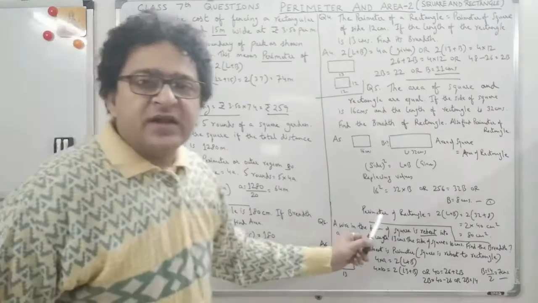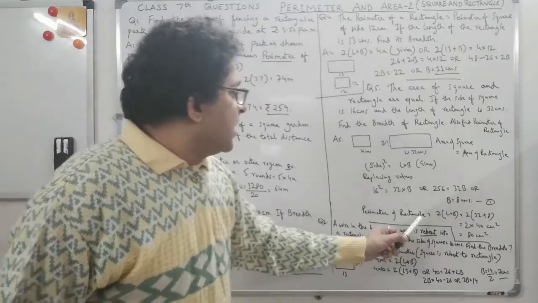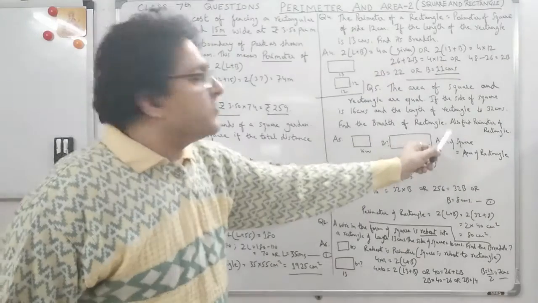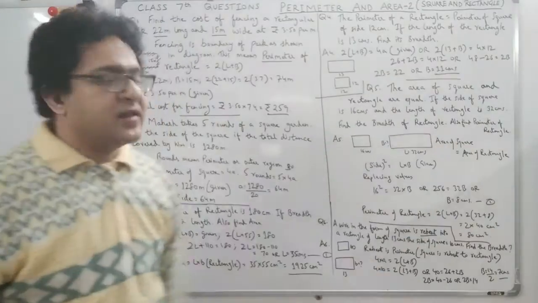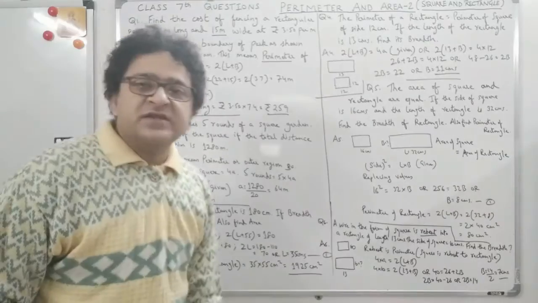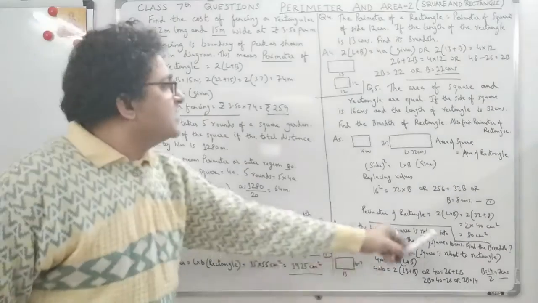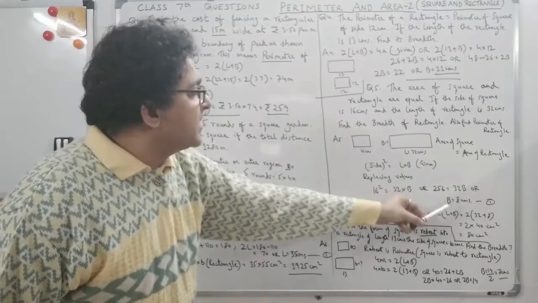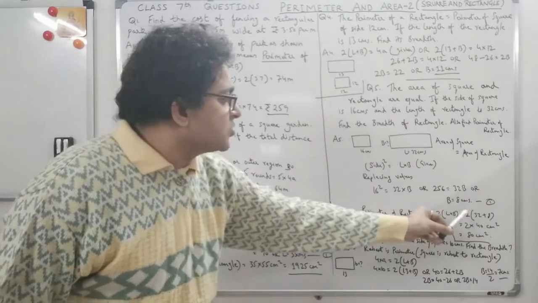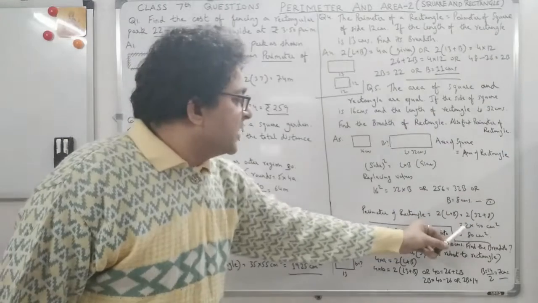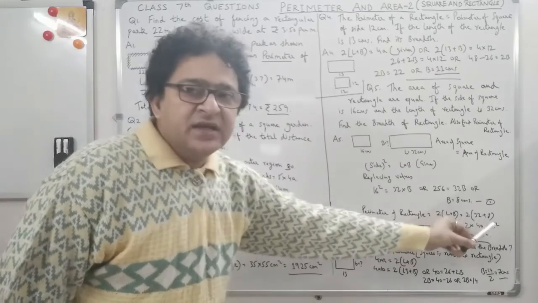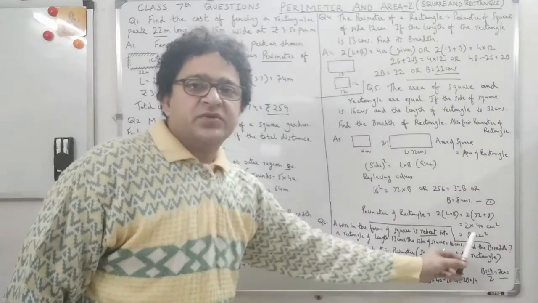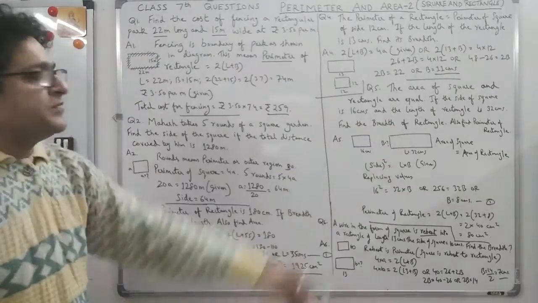Now this is the first part: you got the breadth of the rectangle. Now they are also asking you to find the perimeter of the rectangle, so you can easily replace the values. Perimeter is twice length plus breadth. Length was already given as 32 centimeters, and breadth you calculated as 8 centimeters. So twice 32 plus 8 is 2 into 40, which is 80 centimeters. So you got the two parts of this question.